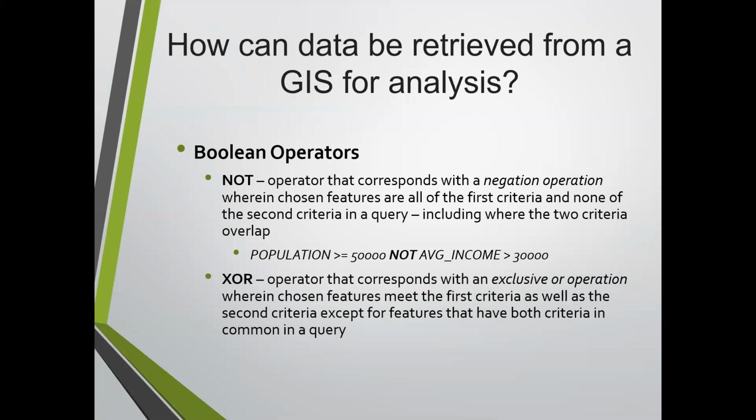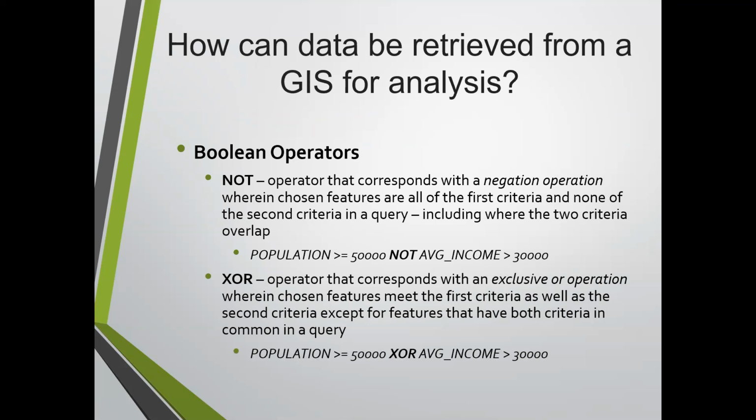And then you have what's called the exclusive OR. That's called an exclusive type operation. What that'll do is allow you to get both A and B, but not where they intersect. So you can get features in A, you can get features in B, but you can't get features where they intersect. They can't have a commonality. So that's the exclusive OR.